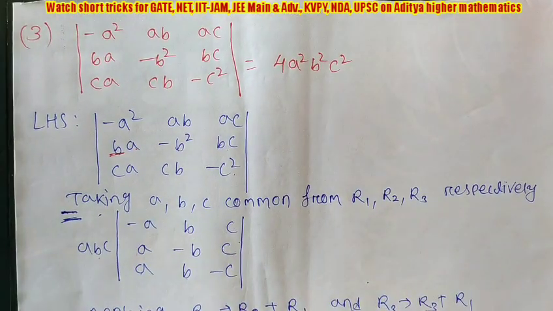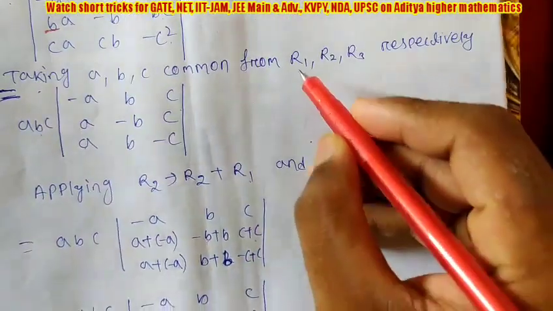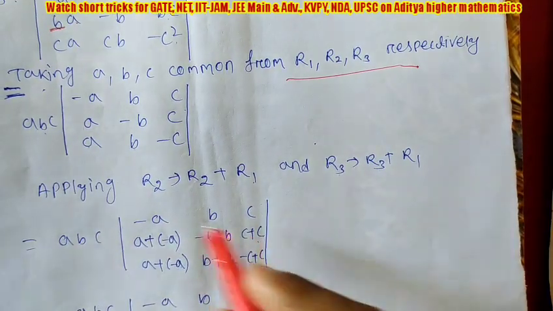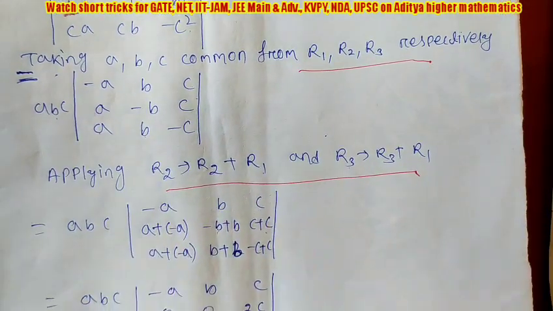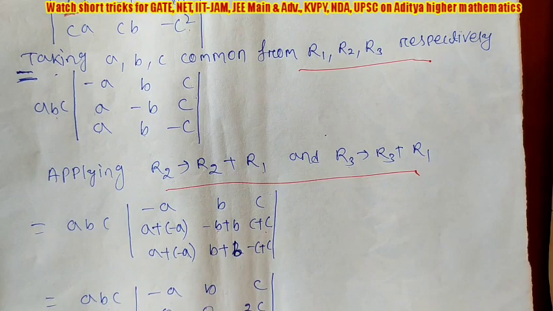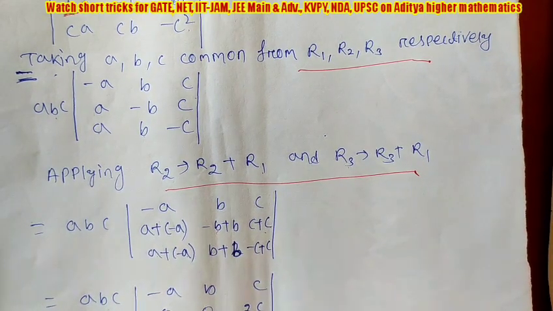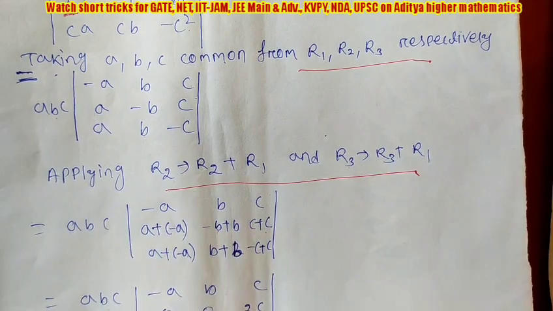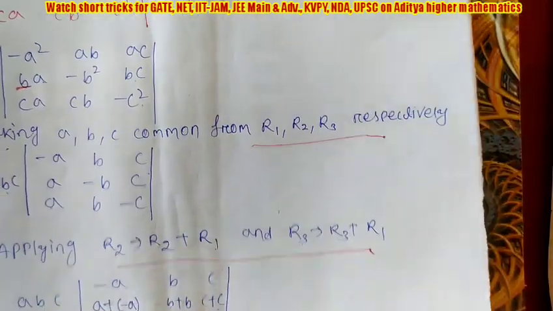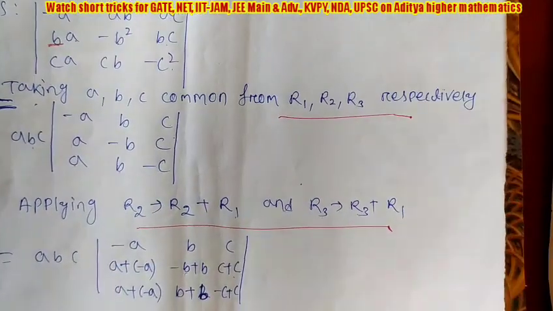So the important step is only that you have to take common, and after taking common you have to apply this to make 2 zeros in a column. So only 3 questions completed. Till now we have solved 3 questions. So 2 more questions I will solve. Don't skip. Watch the full video, because in the 4th and 5th questions I will solve some difficult questions.